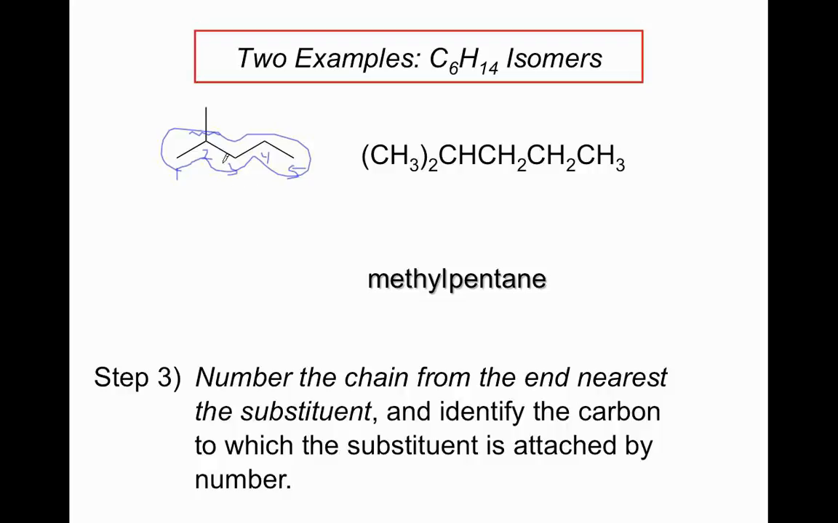We append the number, this is called the locant, of the substituent before the name of the substituent in the IUPAC name. So the methyl group is located at position 2, so this molecule gets the name 2-methylpentane. Easy, right? Let's do one more.